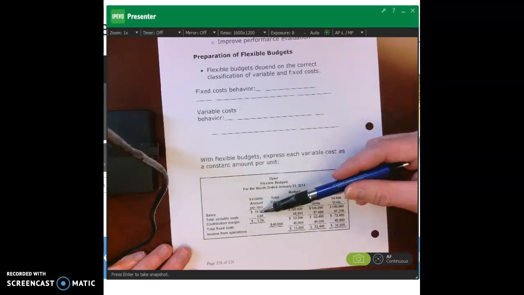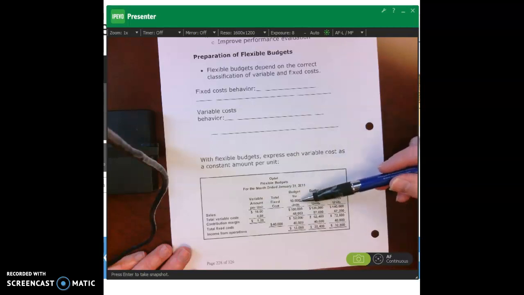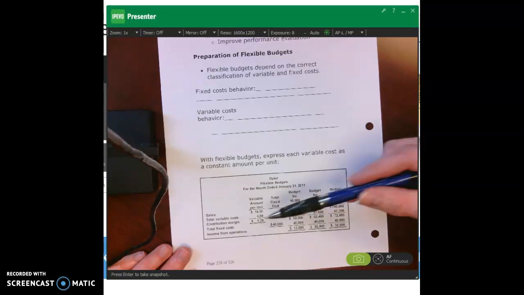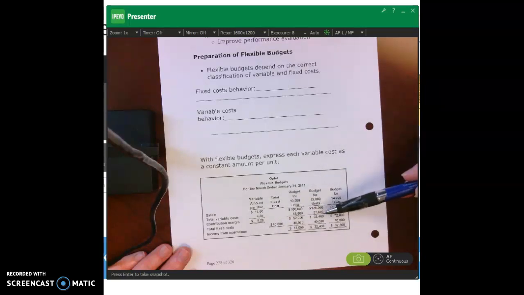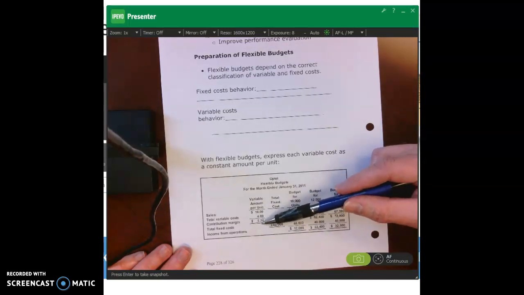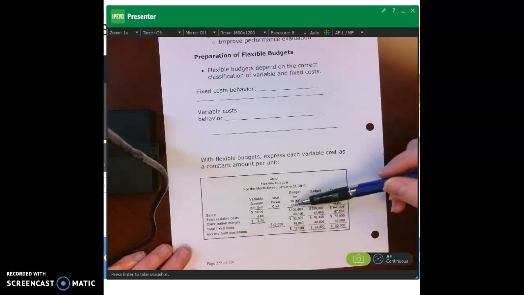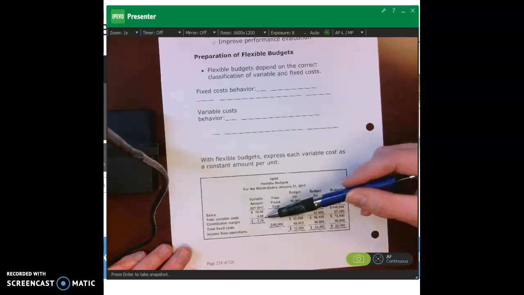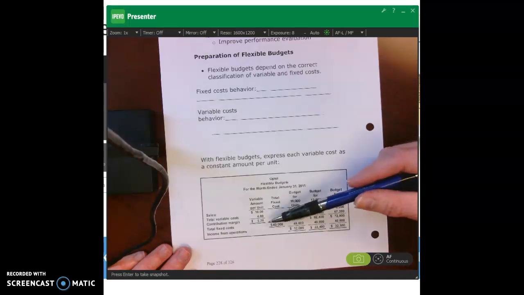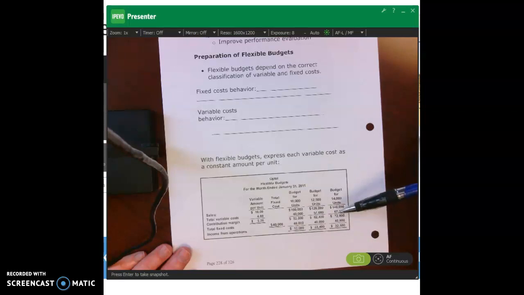We have our sales of $10 a unit times the level of activity. 10 times the 10,000 gives us 100,000. 10 times the 12,000 is 120,000. 10 times the 14,000 is 140,000. Our variable cost per unit stays constant per unit. So 10,000 times $4.80 is 48,000. 12,000 times $4.80 is 57,600. 14,000 times $4.80 is 67,200.